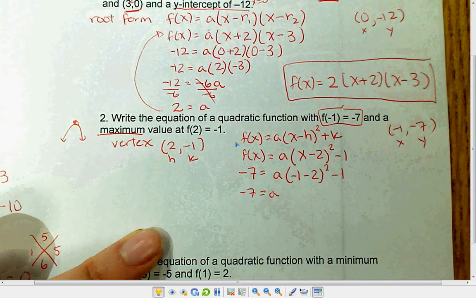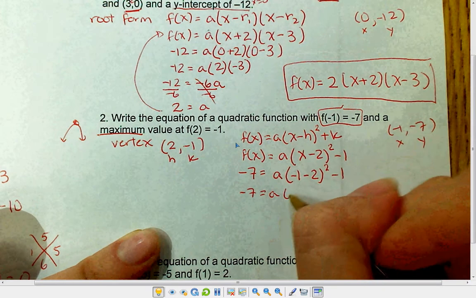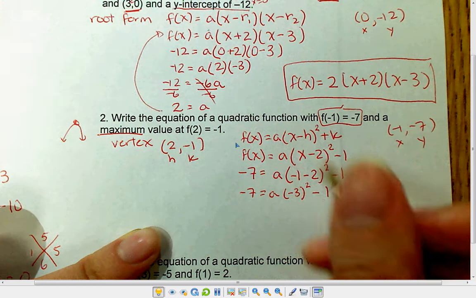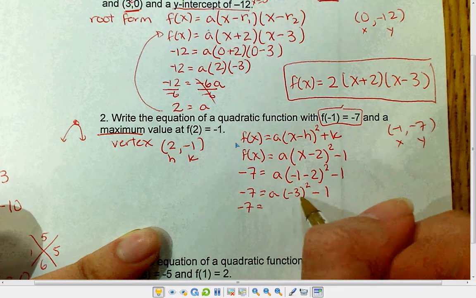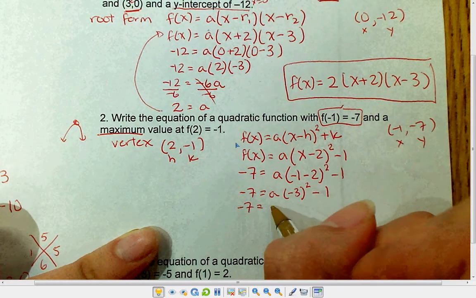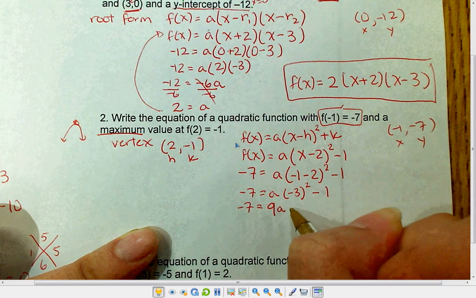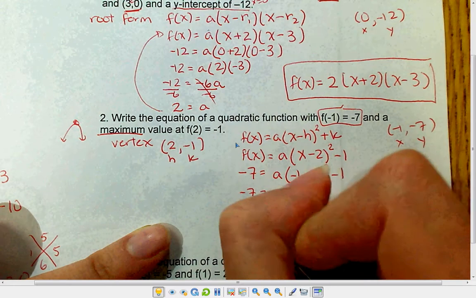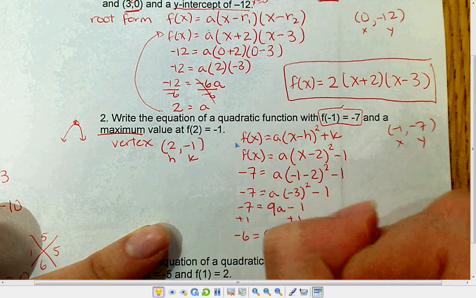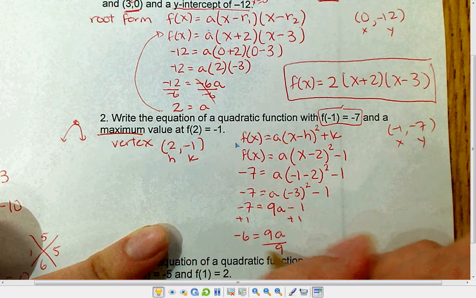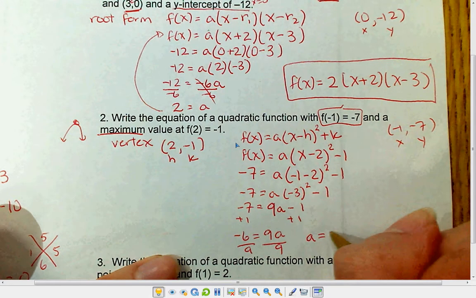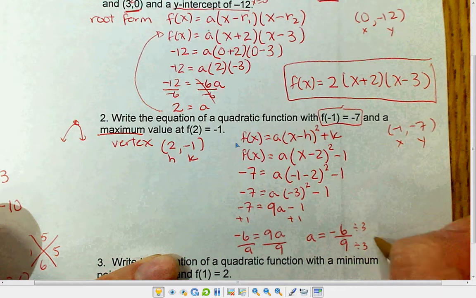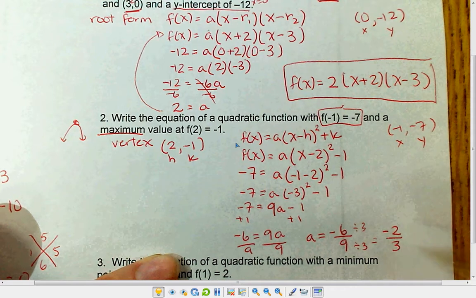So I'm going to solve. Negative 1 minus 3 is negative 3. Again, PEMDAS, so I'm going to first do the negative 3 squared. Negative 3 times negative 3 gives me positive 9. I'm going to put that in front of my a. And now I'm solving for a, so I'm going to add 1 to both sides. I got negative 6 is equal to 9a. Divide by 9, and I get that a is equal to negative 6 over 9, which if I divide both by 3, I get negative 2 over 3.